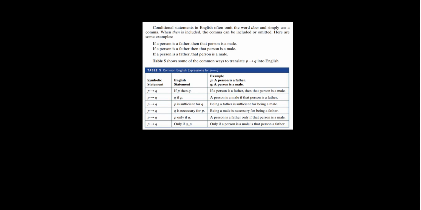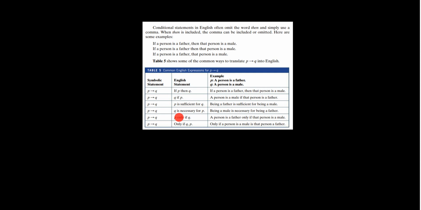So similar to different ways we can say and, there are multiple ways that we could say if-then. Of course we have if P then Q. P if P then Q can also mean Q if P. Remember, now we're taking out the then: a person is a male if that person is a father. So it's just simply an if in there. And then P is sufficient for Q, same thing. Q is necessary for P, and I think we'll touch on sufficient and necessary next week.